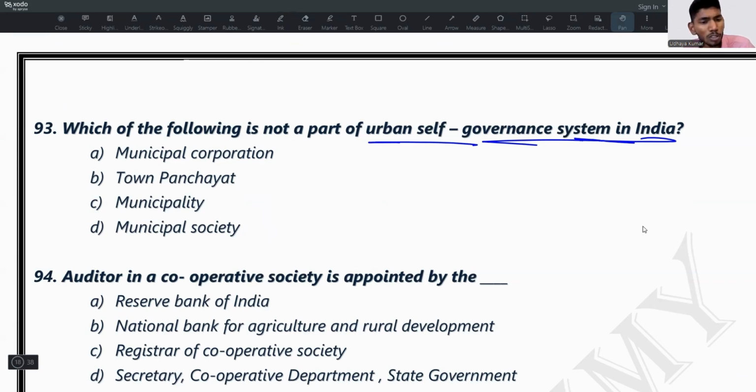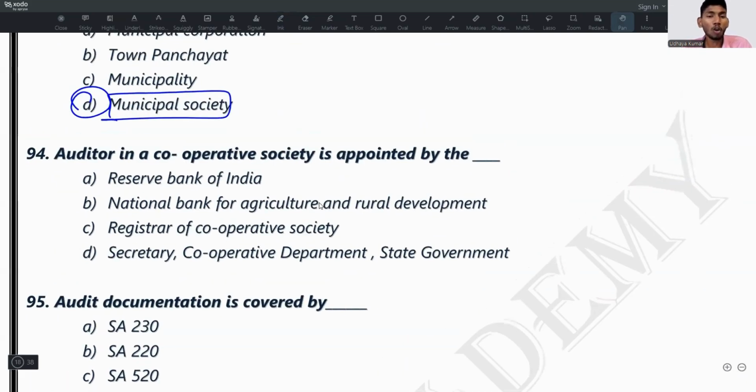But what about the municipal society? The municipal society is not an officially recognized entity in urban self-governance. So the right answer is municipal society. It is not a part of urban self-governance. Okay, question number 94. An auditor in a cooperative society is appointed by the registrar. Registrar, we have discussed under the audit of different undertakings under cooperative society.